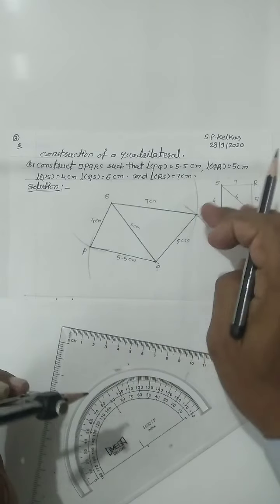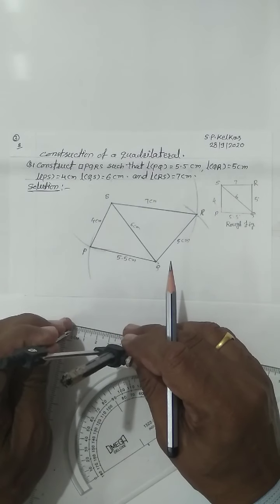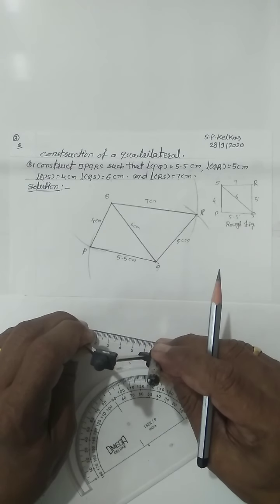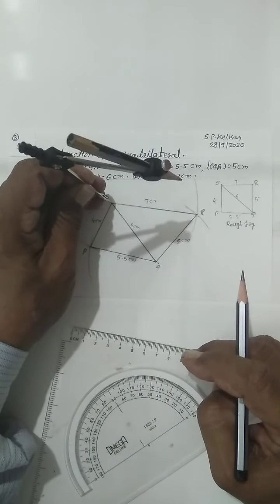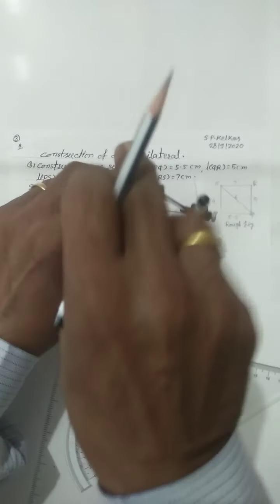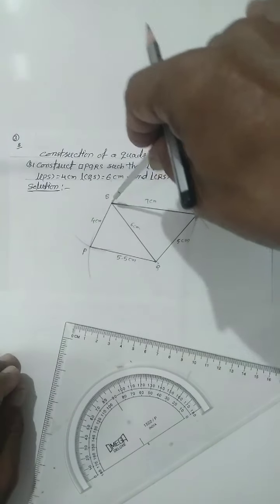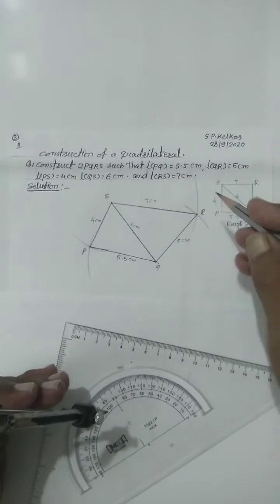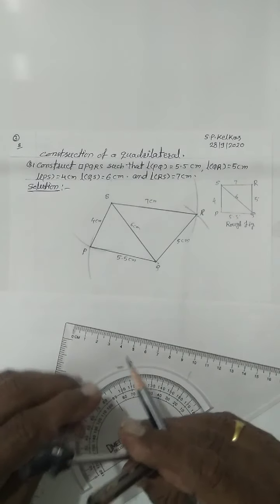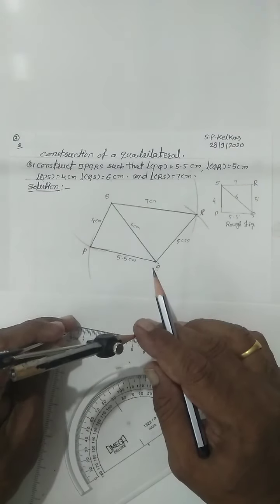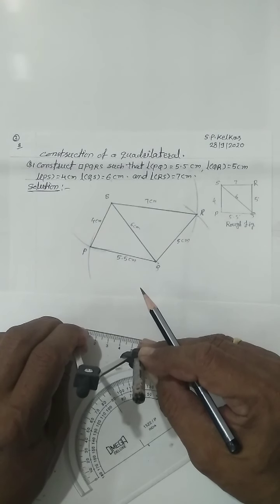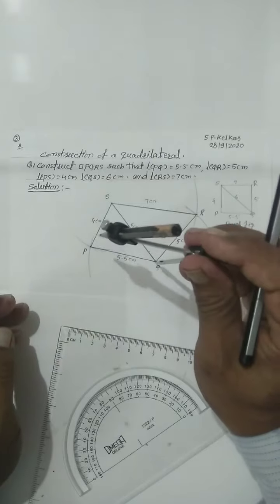Then take 7 centimeter and draw the second arc from S in this way. These two arcs intersect in point R. Then take a distance 5.5 centimeter and draw the arc from this Q point.